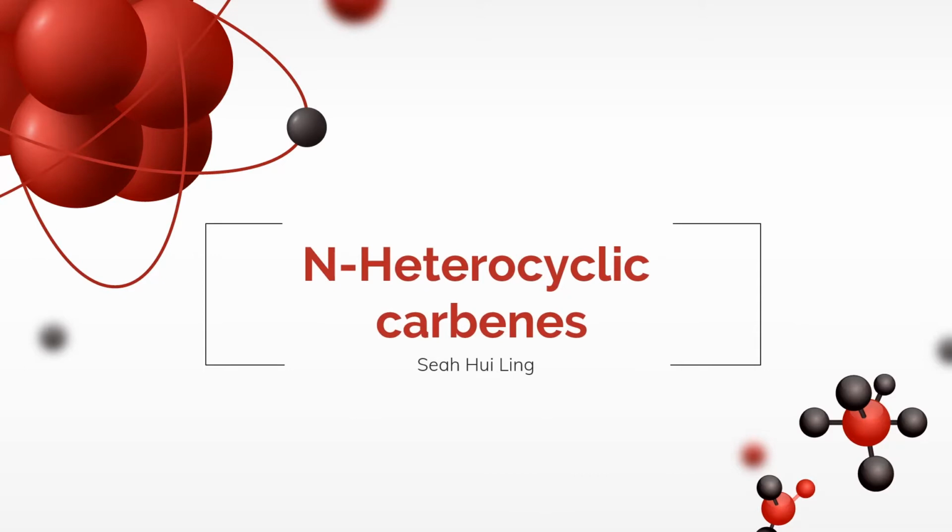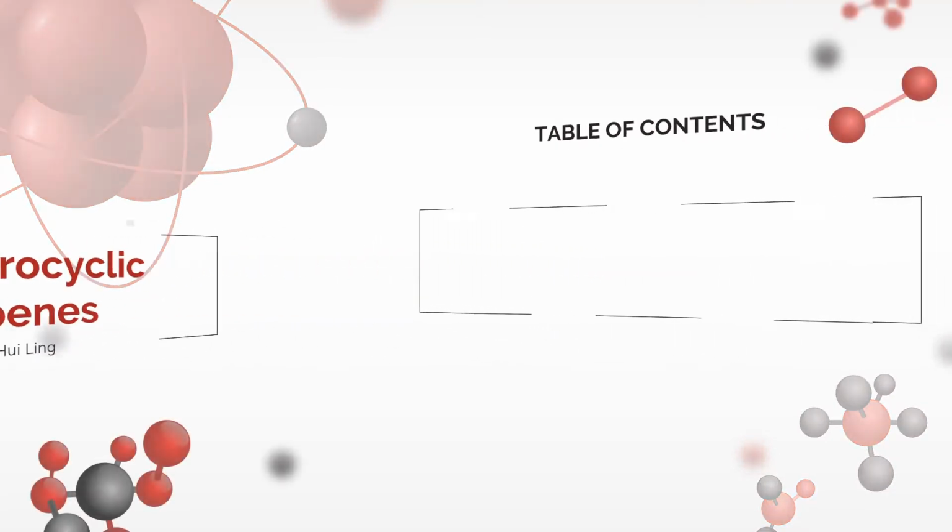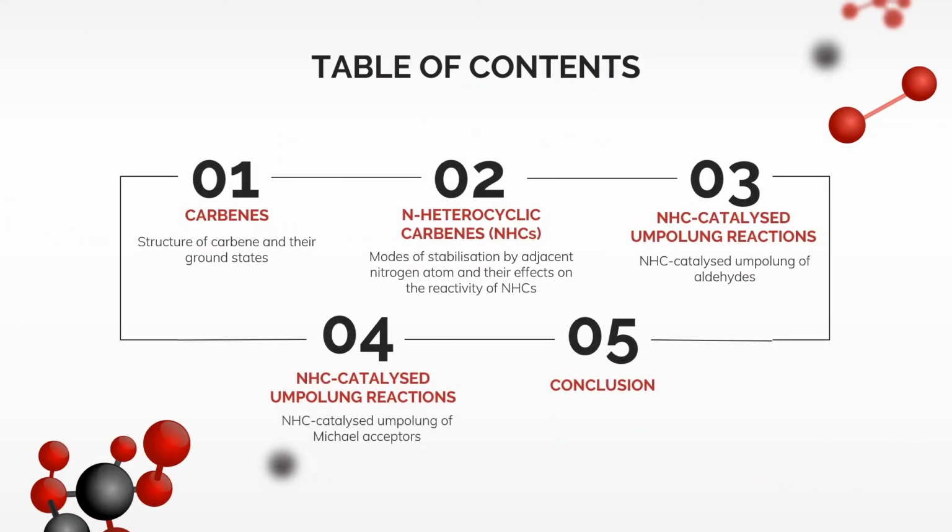Today I am going to talk about N-heterocyclic carbenes, which are also known as NHCs. First, I will talk about carbenes in general, after which I will talk about the modes of stabilization in NHCs and the effects on their reactivity. I will then elaborate on how they catalyze umpolung reactions of aldehydes and Michael acceptors. And lastly, conclusion.